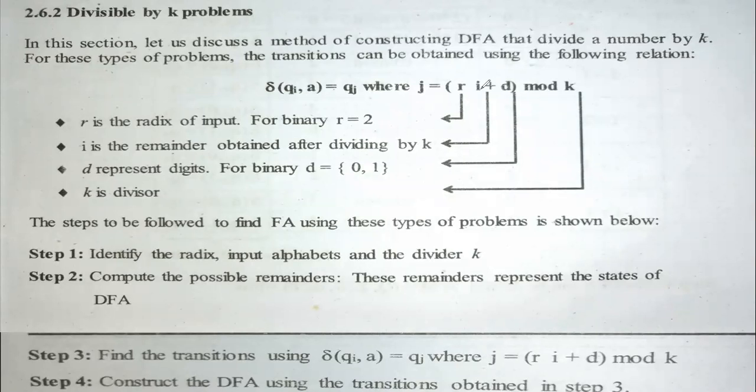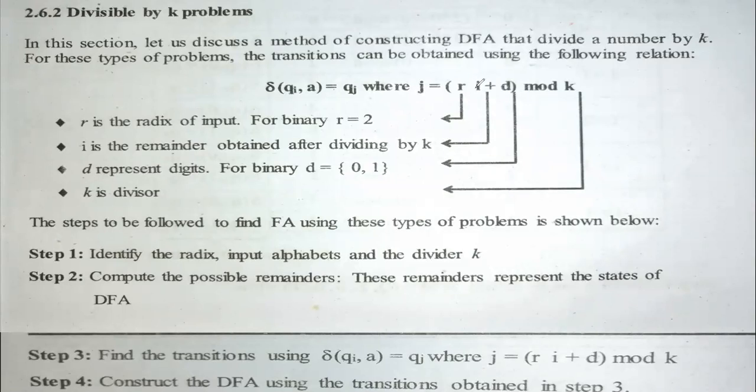Then i stands for the remainder. Remember this: i stands for remainder, and d represents the digit. For binary it will be 0 and 1; for a normal number it will be 0 to 9. So we won't get input alphabets like a, b, c here. We will get either a number or a binary representation. Clear? k will be specified in your question, and d we can easily identify based on the alphabet you got.